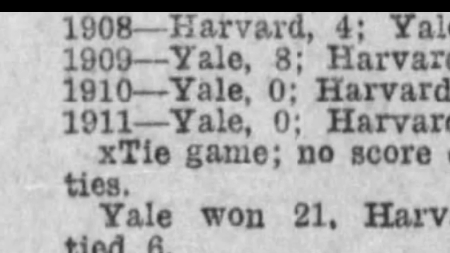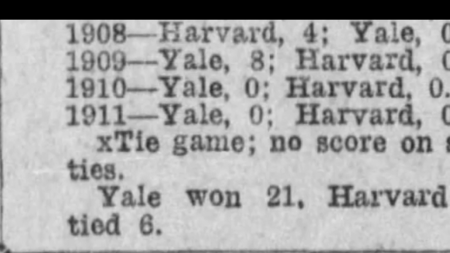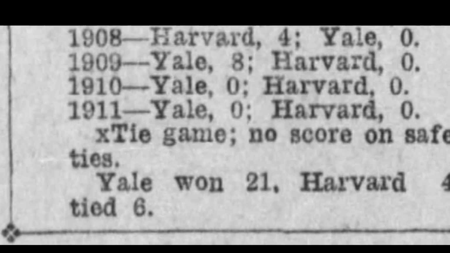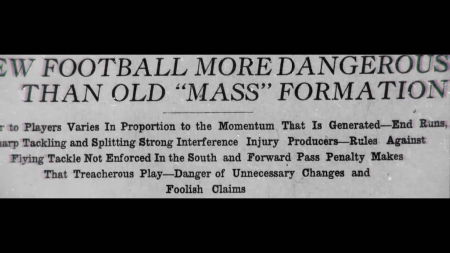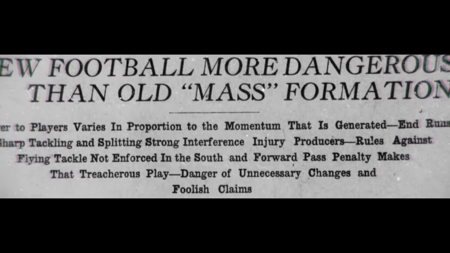Yale and Harvard had tied at 0 in both 1910 and 1911. Nobody likes a scoreless tie. Americans love scoring. Something had to be done to strengthen the offense and scoring. The rules-making process in 1912 wasn't as contentious as it was in 1910.